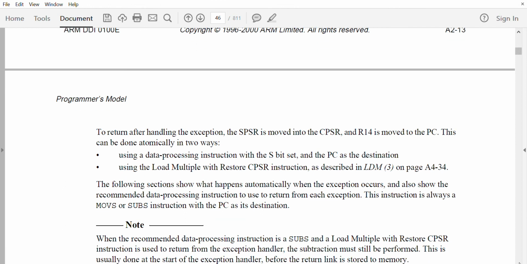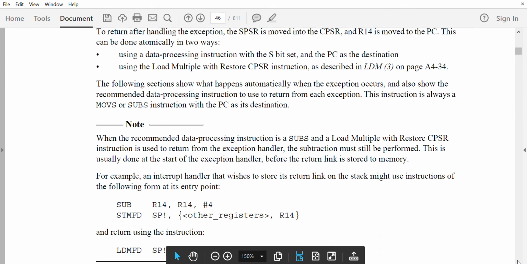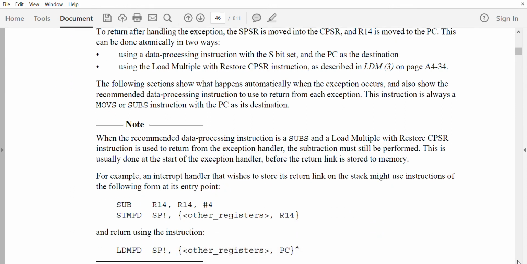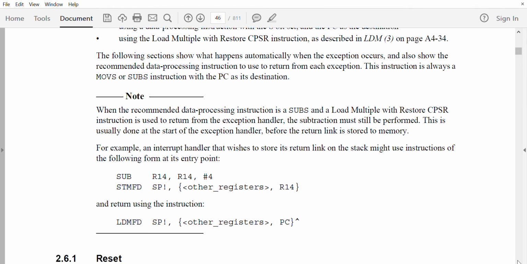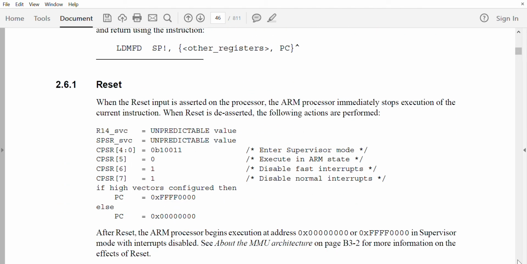So after handling the exception, to return to the main program, the status register is moved into the CPSR and R14 is moved to PC. So this data is preserved. Then a small note on what these interrupts or exceptions mean.